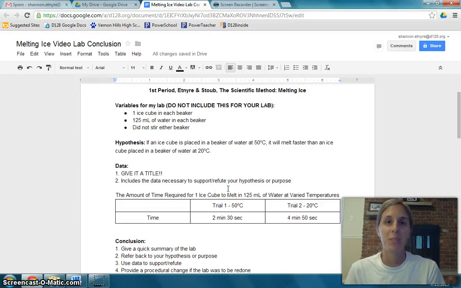So we just completed our lab on melting ice with the scientific method, and what we're going to talk about now is how to write a proper conclusion and make a proper data table for a lab in chemistry. This is a skill that we will use many times throughout the course of the year, so I want to provide a model that you can refer back to as we do more experiments during this class.